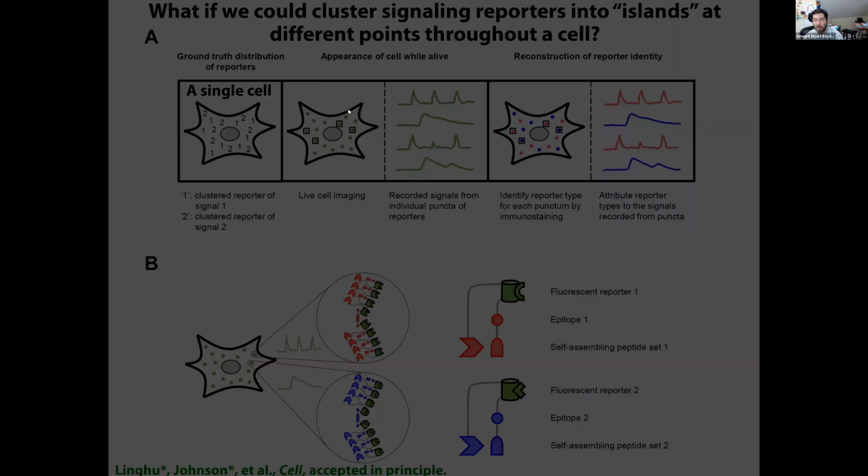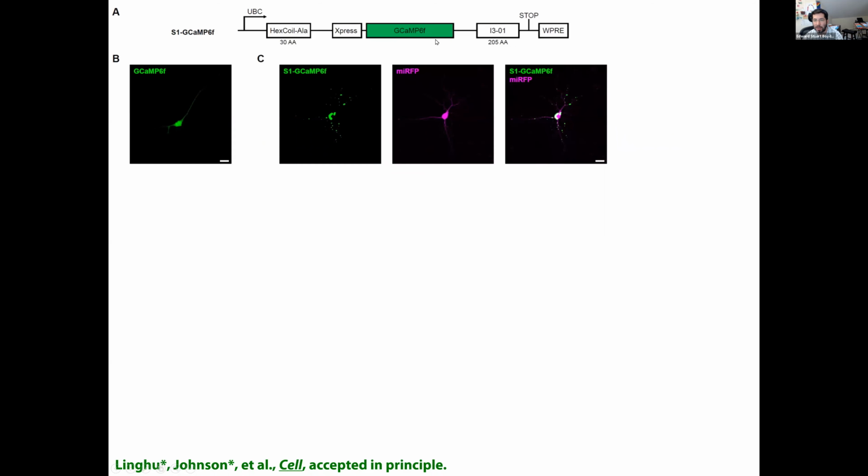Amazingly, this works. Here in panel A, we take GCaMP, a popular calcium indicator, and we fuse it to a pair of self-assembling peptides. We think that helps make the clusters bigger. Panel B shows regular GCaMP beautifully expressed throughout the cell. Panel C shows GCaMP in these puncta after it's been fused to the self-assembling peptides.